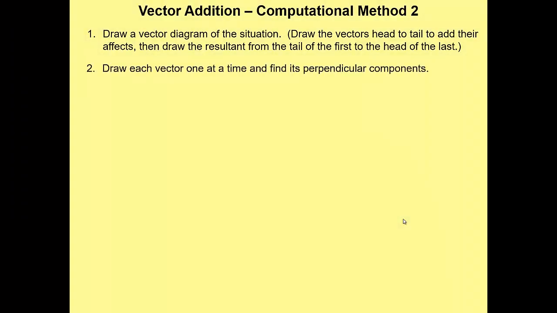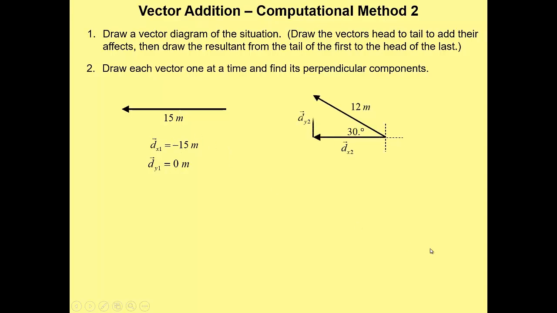Second step, we drew each vector one at a time and found its perpendicular components. First one was fairly trivial, but don't miss the negative here because it's to the left. Second one took a little more work. We could use the angle from 0 so that the calculator will spit out positives or negatives, or we have to look at the diagram or the quadrant. The x is to the left, that makes it negative. The y is up, so that makes it positive.